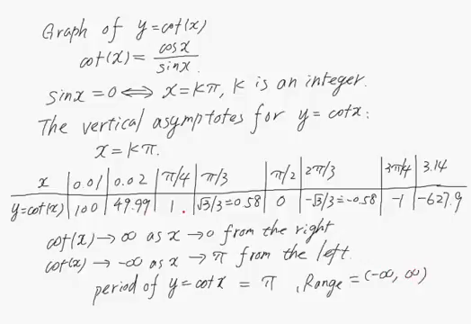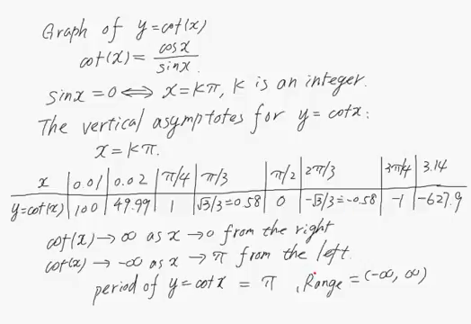And also, the cotangent x is decreasing in each cycle. For example, here, when x increases from 0.01 to 0.02, the y value decreases from 100 to 49.99, right? And then to 1, to 0.58, to 0 and to negative numbers. So the cotangent function is a decreasing function.